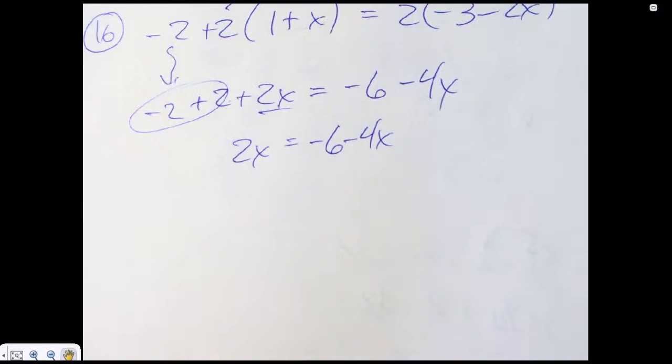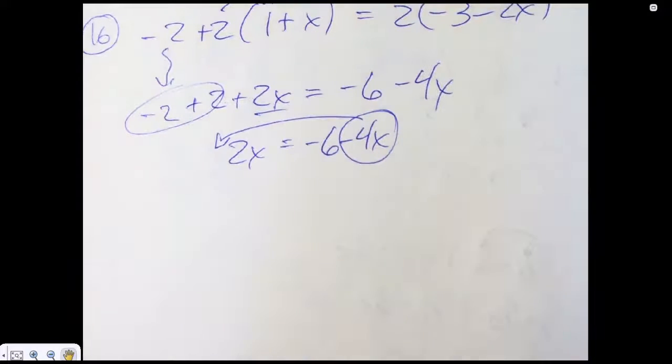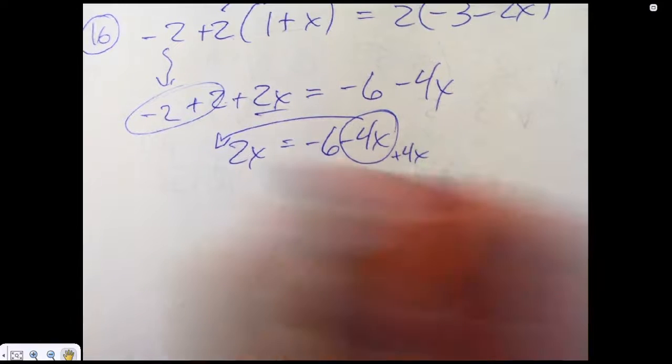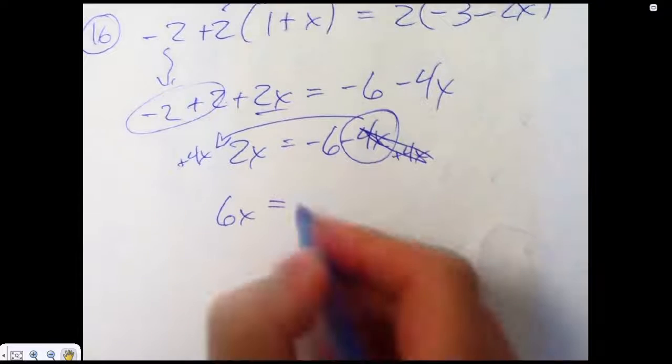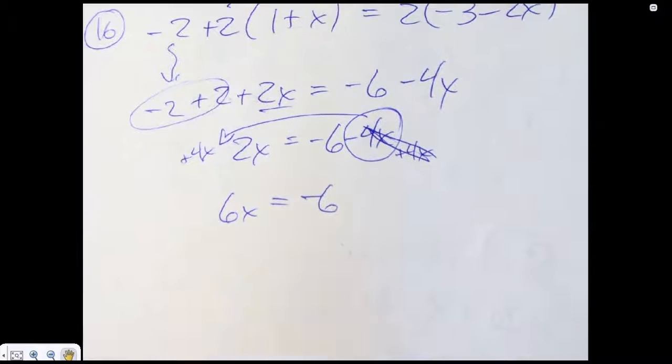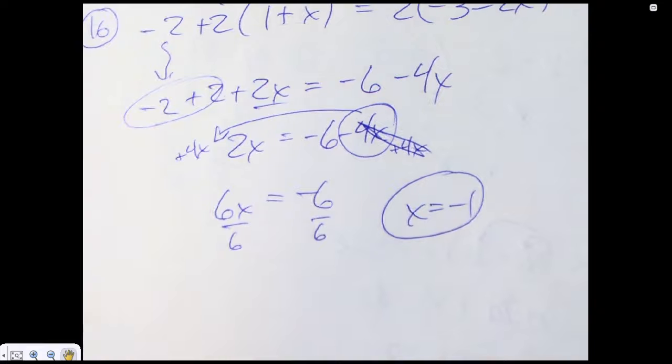Now I want all my letters on one side, all my numbers on the other. So this, I want to move over here so that it can be with its buddy. I'm going to add 4x there, add 4x there, which will give me 6x on this side. Cancel there, equals -6. And if I divide by 6, you will get x equals -1.